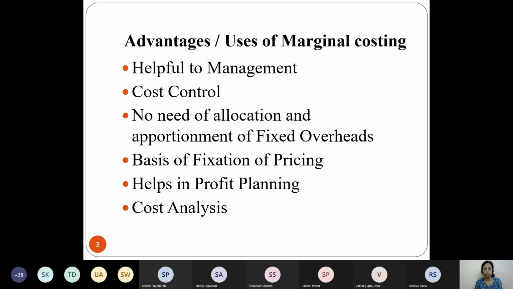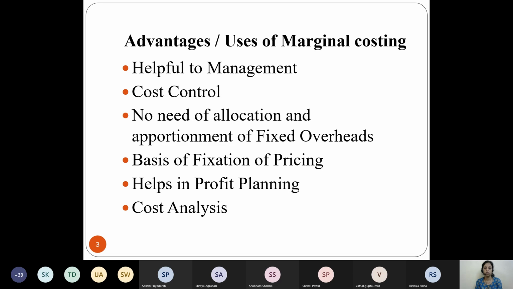All the fixed overheads are absorbed into the cost of the product by following a very long procedure in traditional costing. What is done in marginal costing? In marginal costing, you deduct the fixed cost at the end and find out the profit. You do not absorb fixed cost into the product. That is called marginal costing. That is the unique feature of marginal costing, that the fixed costs are not absorbed into the cost of the product. The fixed overheads are directly deducted from the total contribution.